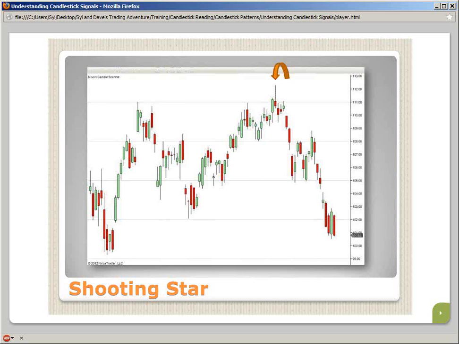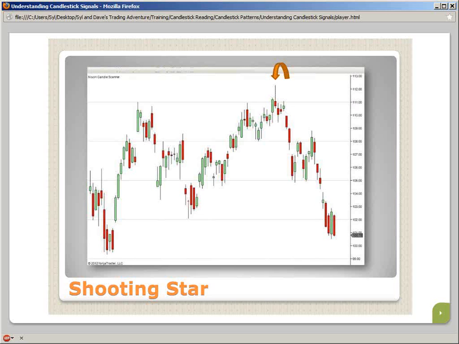So I'm pointing it out to you right there, right? There's a shooting star. The shadow is very long. The body is definitely less than half the size of the shadow, and you've got a little bit of a wick, a little bit of a shadow on the bottom side, but it's not very big. So this constitutes a shooting star as well. Is it at resistance?